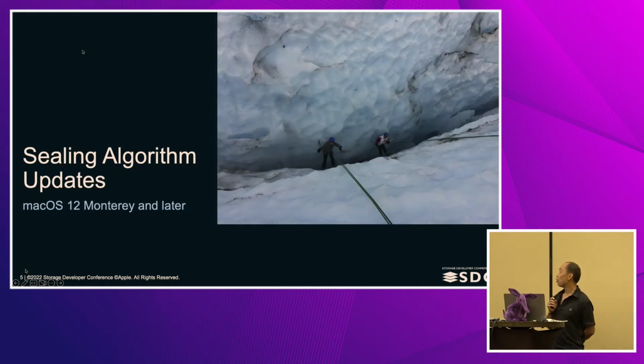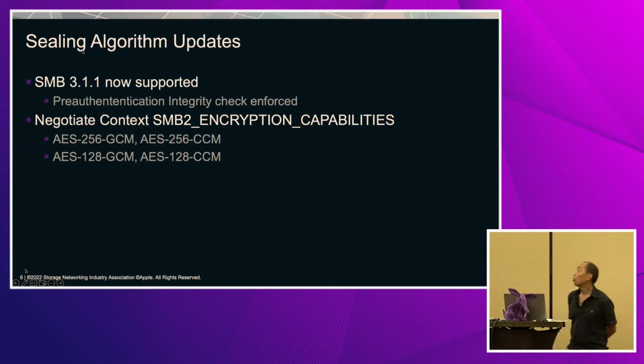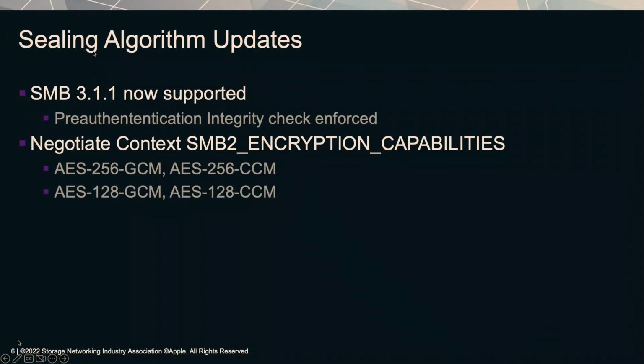So, start off with ceiling algorithm updates. This was introduced in macOS 12 Monterey and continues on. So, from that version on, we support SMB 3.1.1, which means we support the pre-authentication integrity hash check. And that's the code which detects man-in-the-middle attacks, attempting to downgrade the protocol and the capabilities of the client or server before you finally finish the session setup exchange, and then you can turn on signing.